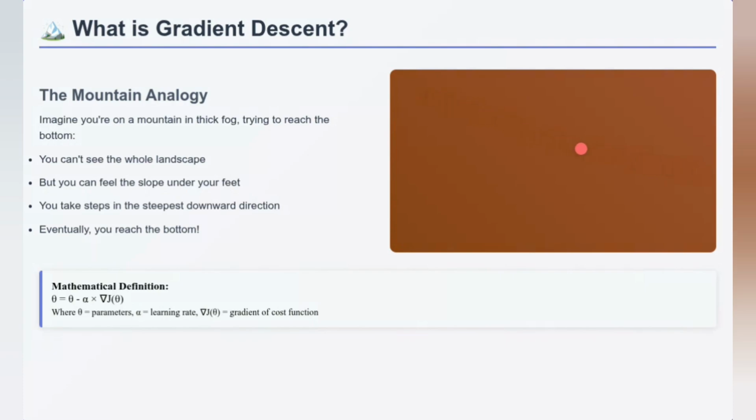Mathematically, gradient descent uses calculus to find the steepest descent direction. The gradient tells us which way is uphill, so we go in the opposite direction to go downhill, towards the minimum. The key insight is this. We start with random parameters, calculate how wrong our model is using a cost function, then adjust our parameters to reduce that error. We repeat this process thousands of times until we reach the optimal solution.